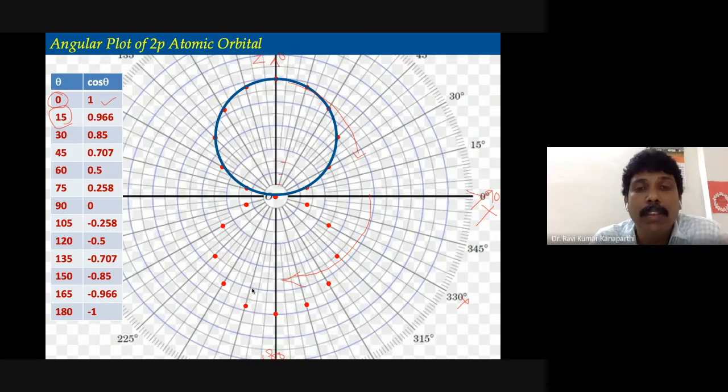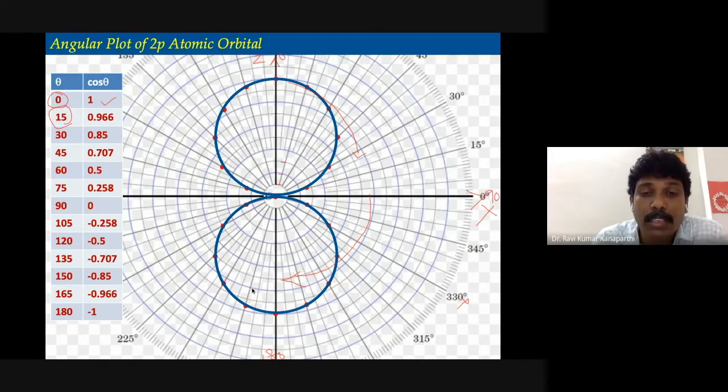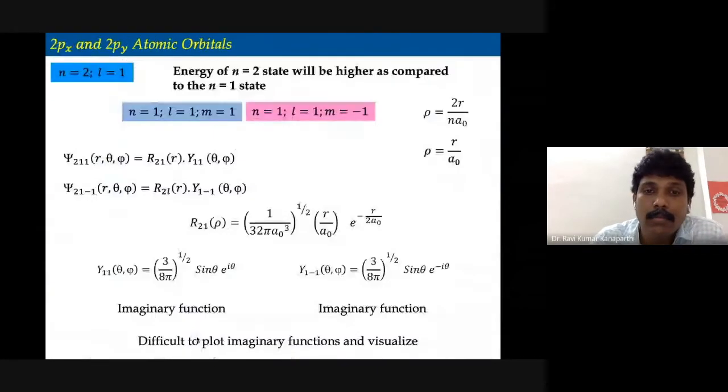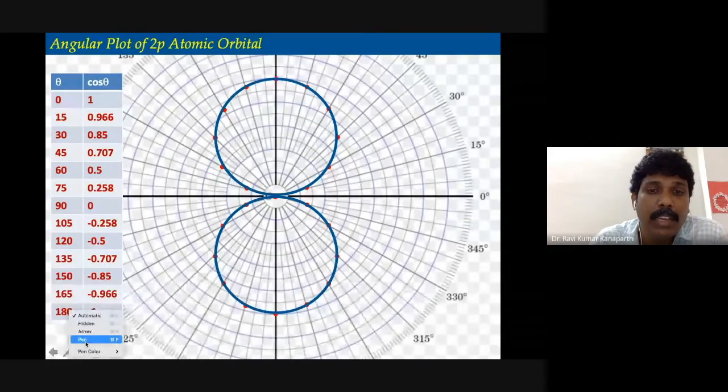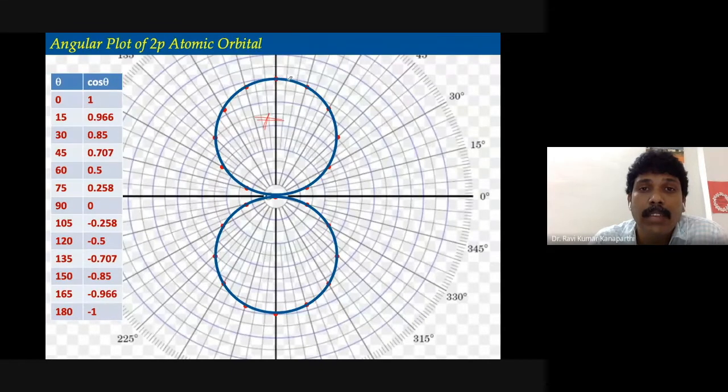When you join all the points, you will get a nice spherical lobe above the x-axis, and another spherical lobe below the x-axis. So two different lobes you can find. I already mentioned that in this region the function is positive. As you can see here, from 0 to 90, this is positive, but then this is negative. So the negative sign, you can put it here.